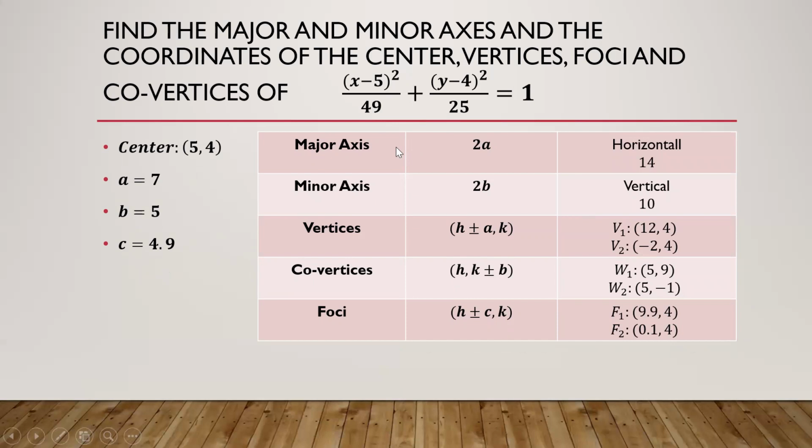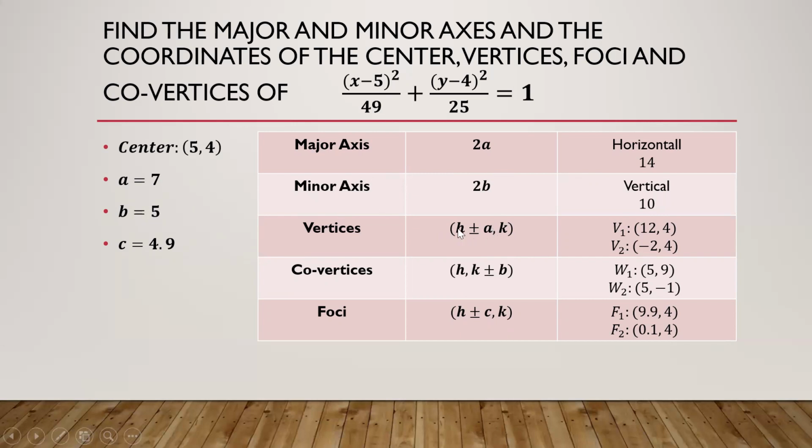For our major axis, it is horizontal. And so 2a, that's 2 times 7, which is 14. For our minor axis, it's vertical. And 2b is basically 2 times 5, because b is equal to 5. So that's 10.